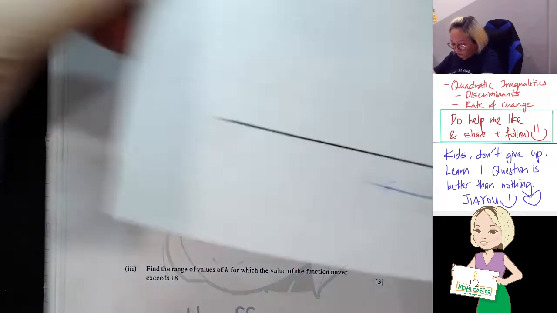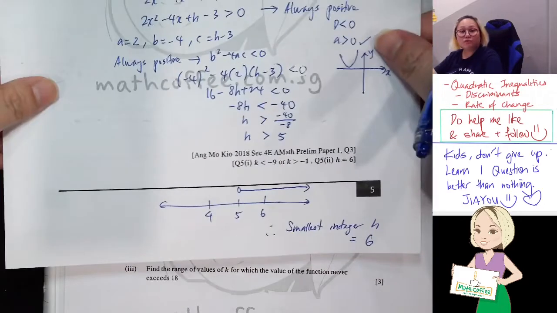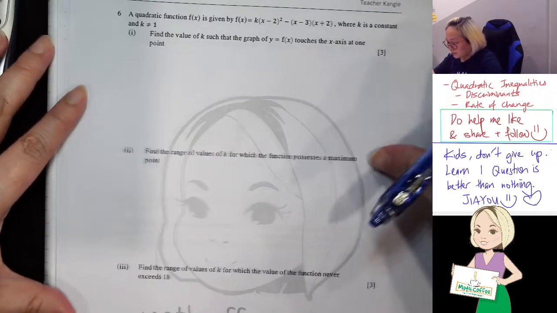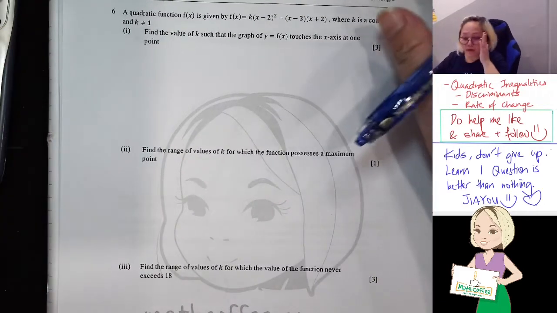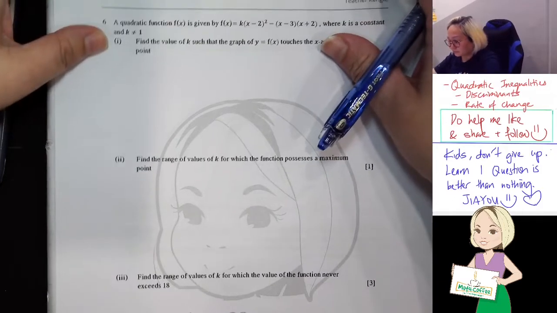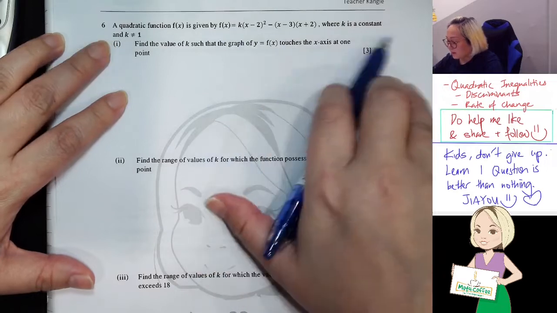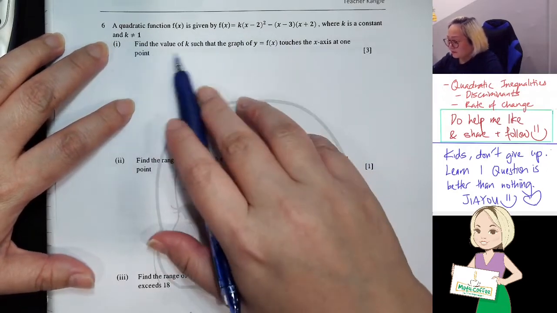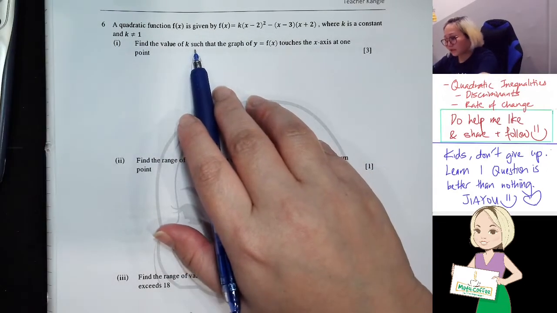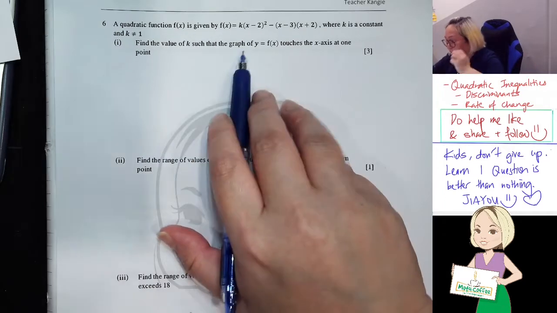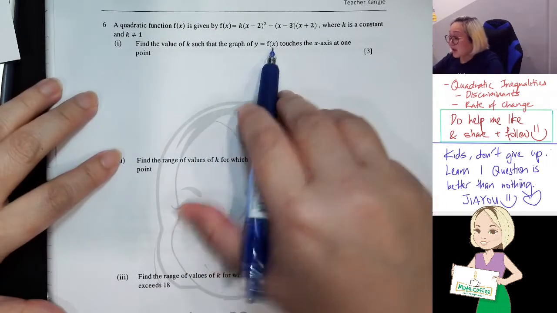Okay, so we are done with question 5. Let's move on to question 6, and then we will start our rate of change. Over here, a quadratic function f(x) is given by blah blah blah. Find the value of k such that the graph y equals f(x) touches the x-axis.